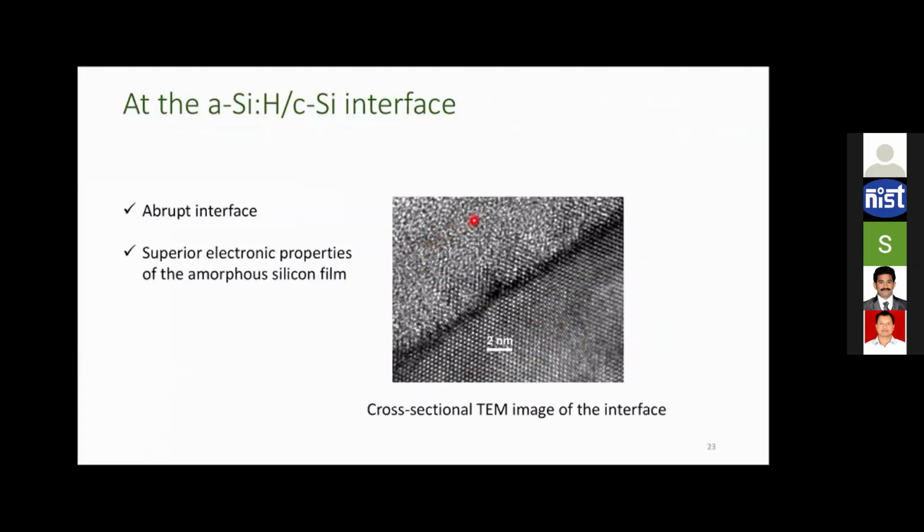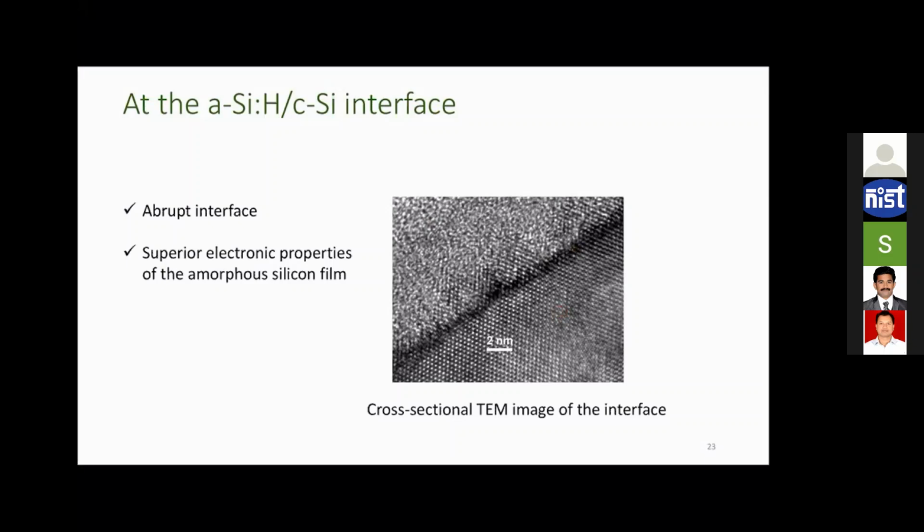Now, in order to get a good passivation by this amorphous layer through the dangling bonds, you need two things. One is a very good electronic property of this amorphous silicon film away from the interface. That means this amorphous silicon should have as low a defect density as possible inside your film. What about this junction? You have to have an abrupt interface between this amorphous silicon and crystalline silicon.